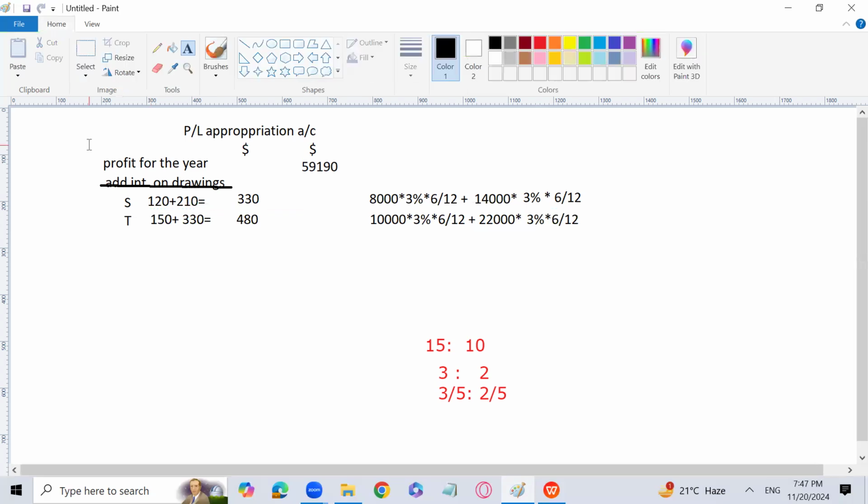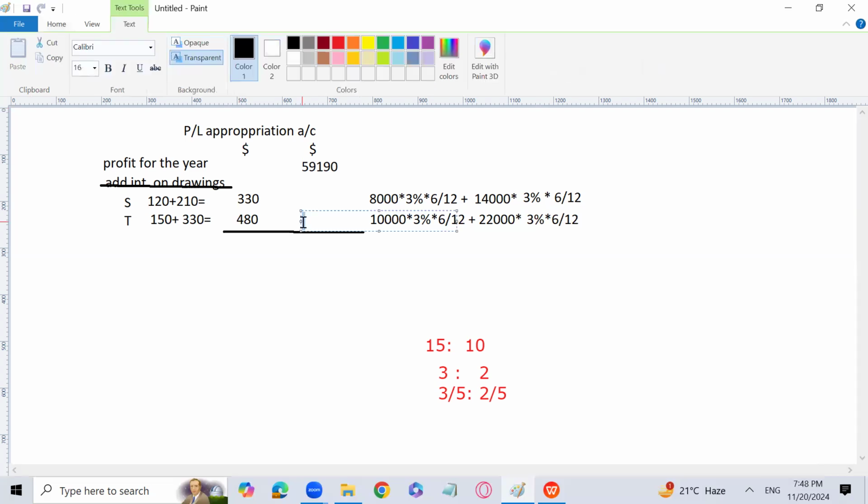If I'm not wrong, I want you to calculate it with me. That will help me out, and that will help us also. So add interest on drawing. That is going to be 330 plus 480. That is going to be 810. So the interest on drawing is 810.